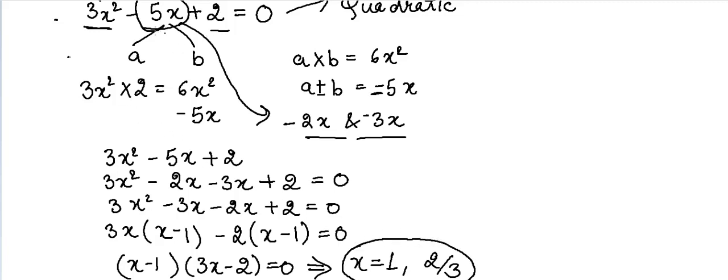You have to split this middle term into two factors such that their multiplication is equal to 6x square, right? By multiplying the coefficient of x square and the constant. And second, you have to see that the addition or subtraction should be equal to the middle term. So this is your middle term splitting. Now let us move forward and see the second method, and the second method is completing the square.